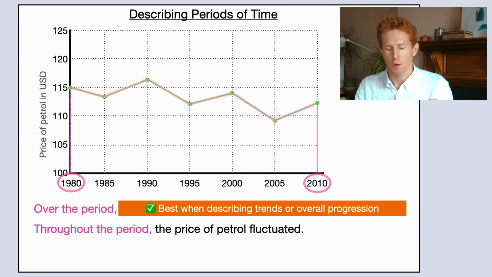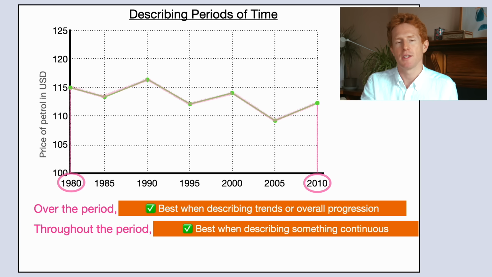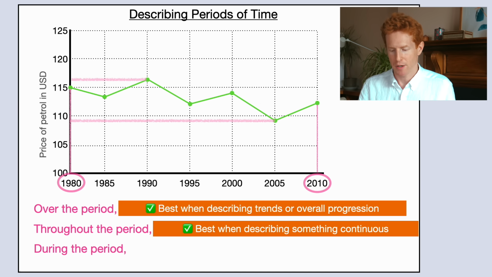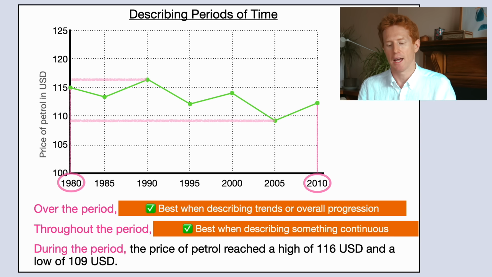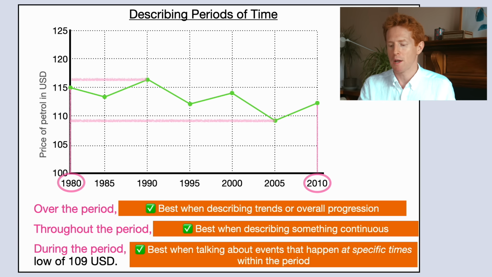It went up and down. So throughout the period would be best when we're describing something that happens continuously. So at this stage, between 1980, it goes up and down and up and down and up and down. Throughout the period, the price fluctuates. We could also use during the period. During the period, the price of petrol reached a high of 116 US dollars and a low of 109 US dollars. So we're going to use during the period when we're talking about events that happen at specific times within the period. This might take a little bit of getting used to, so pay attention to how you use over the period, throughout the period, and during the period when you're writing your practice answers before your exam.